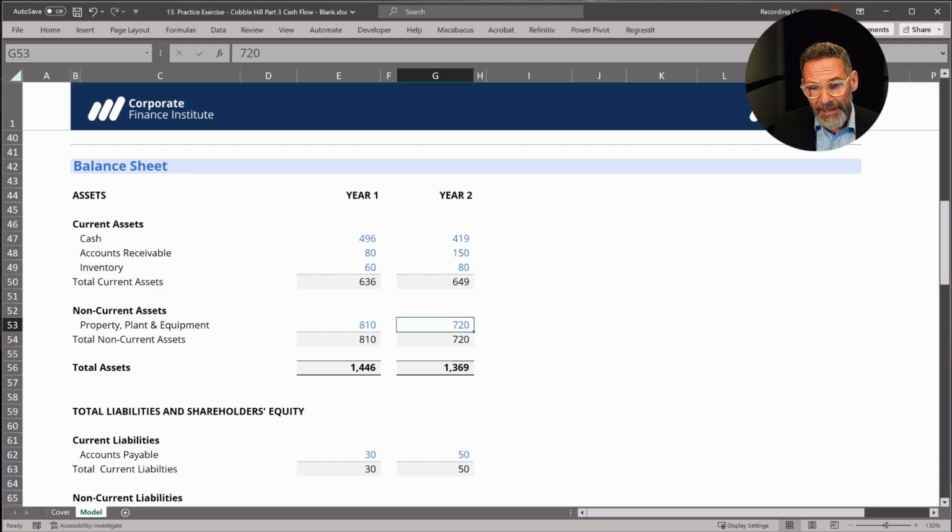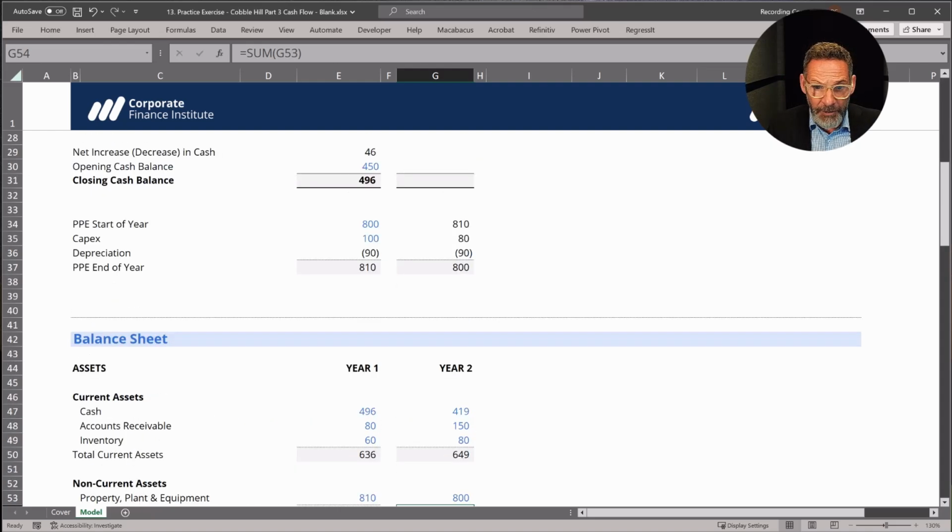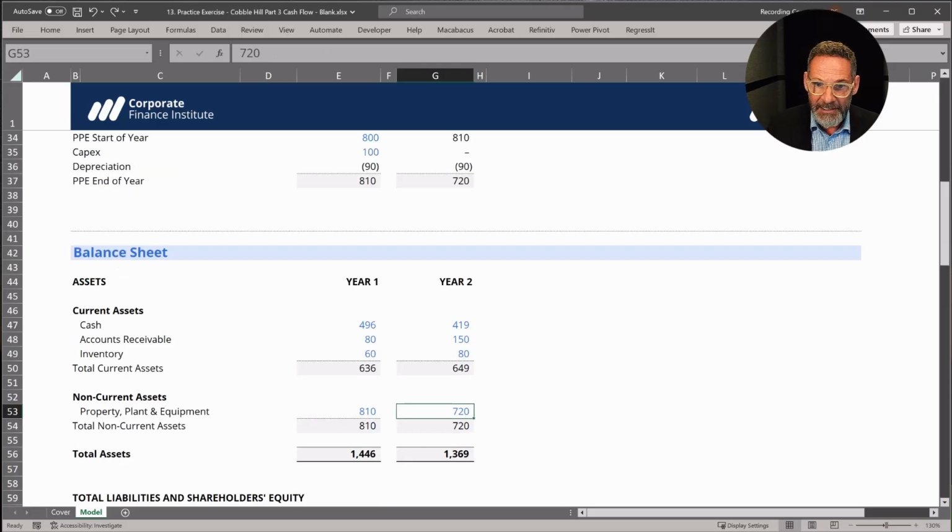Now, if we said that the property, plant, and equipment at the end of the year was 800, now remember the balance sheet's not going to balance because I've just overtyped it. What that means is we have to think about what that would mean for capex. If we go to our formula, you can see now a number in capex. What we're saying is that there had to be 80 spent on new property, plant, and equipment for this equation to hold. So let me just do Control Z to undo that.